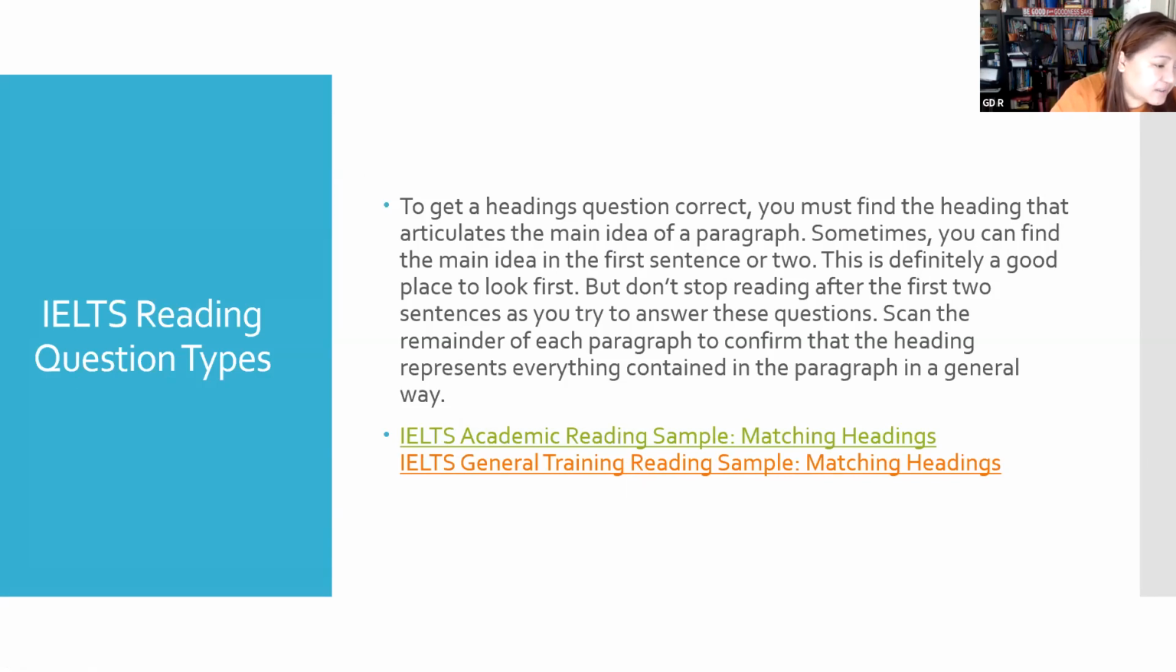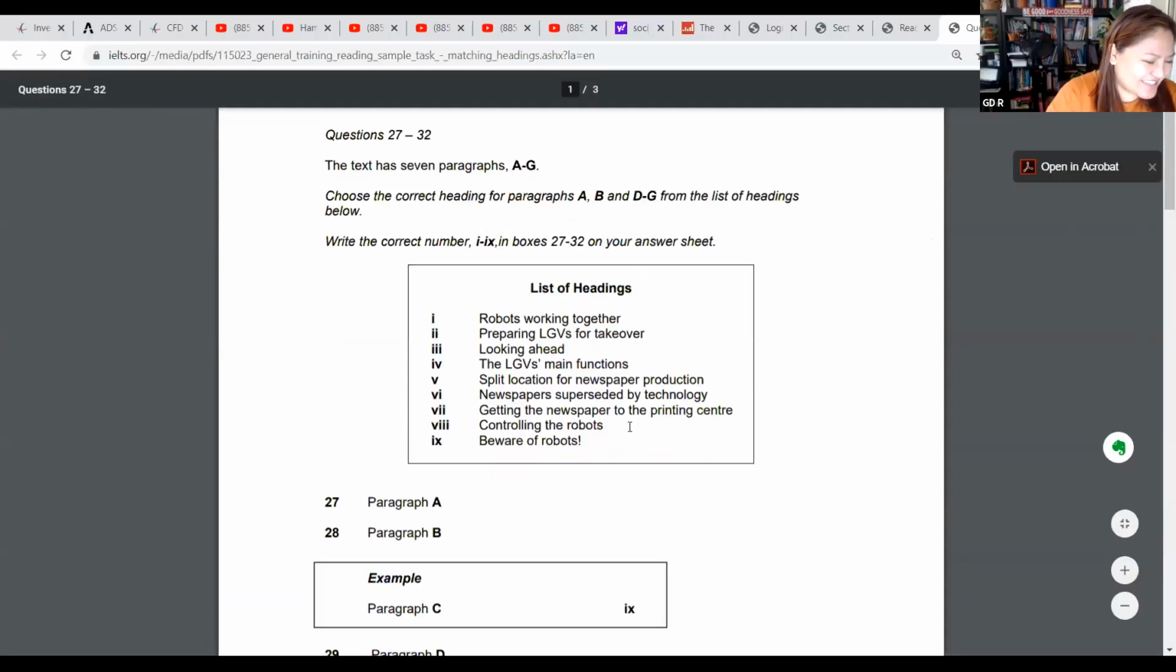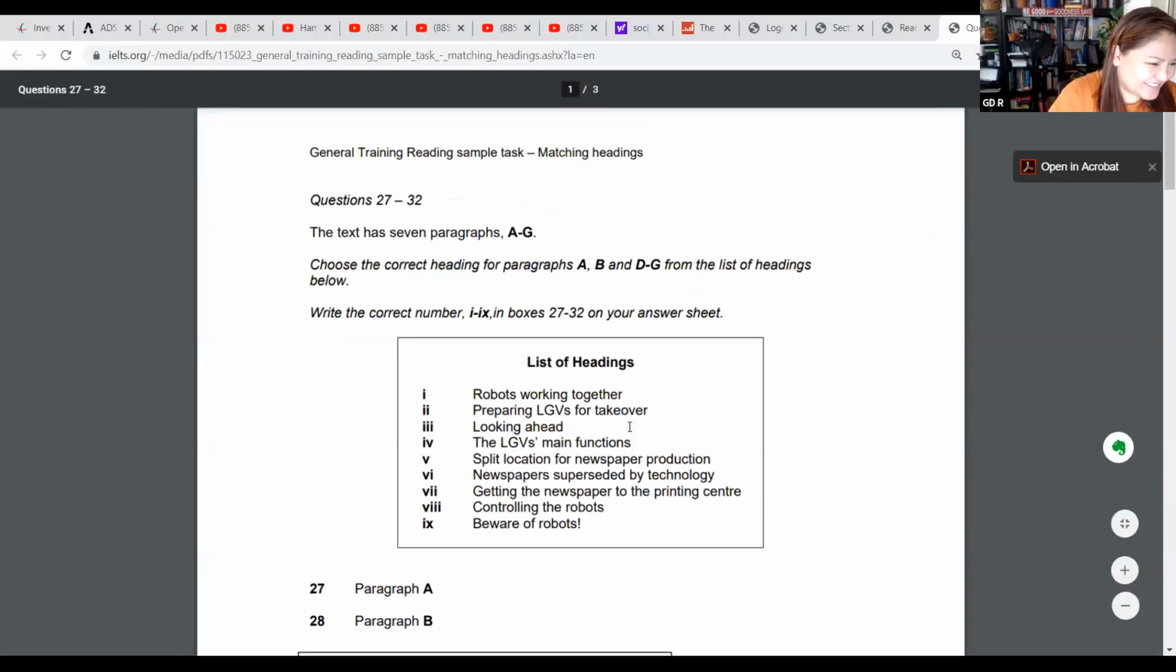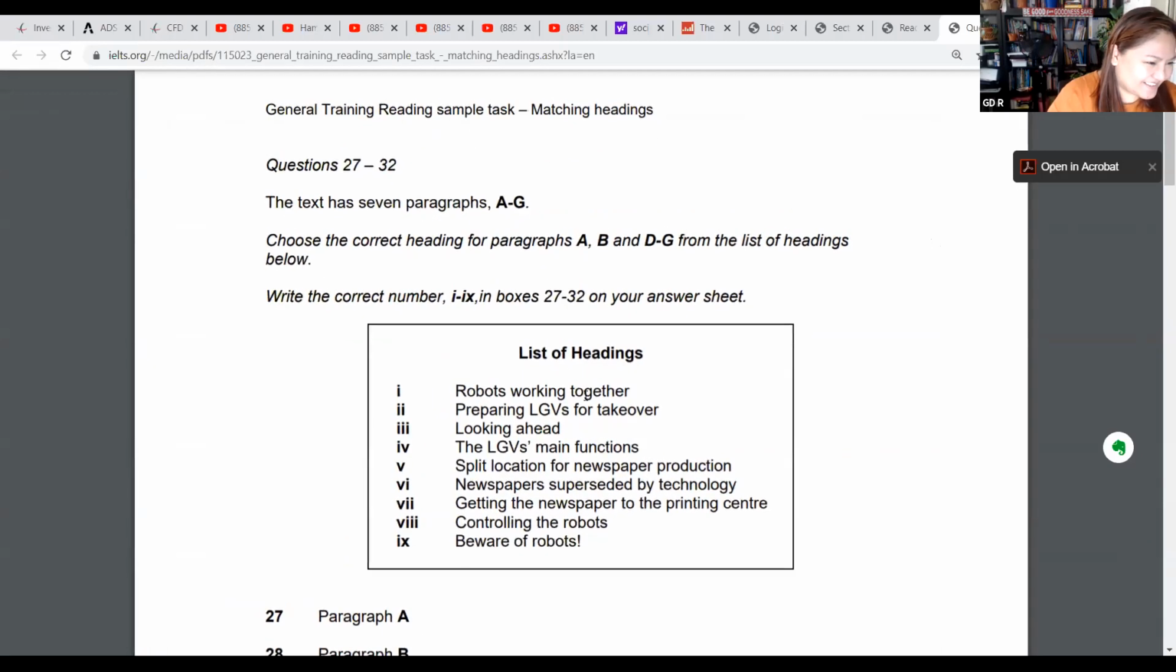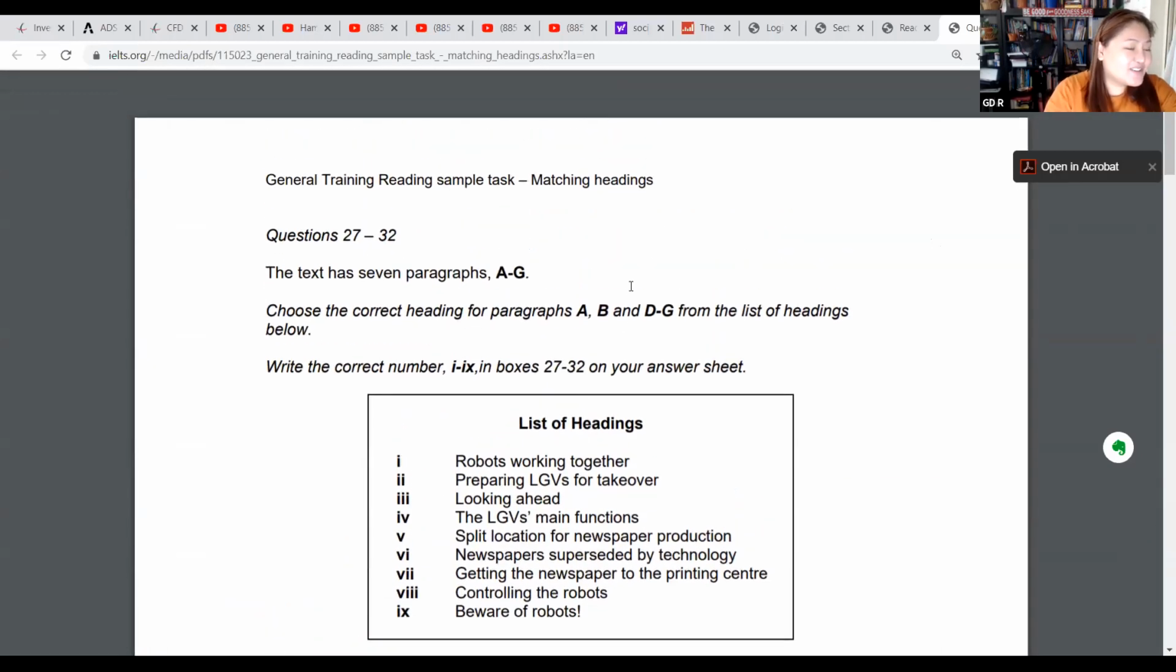Write the correct number. Ma'am, we can't see it. You cannot see it? Share screen, no, wait. Share screen, sorry. Okay, there. Thank you for saying. There. Now you can see, class? Yes. Cool.